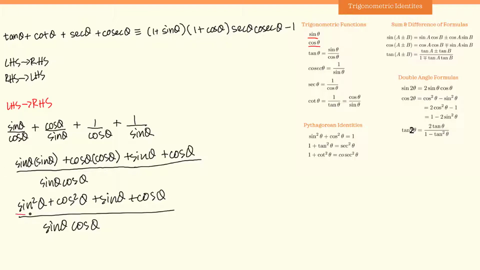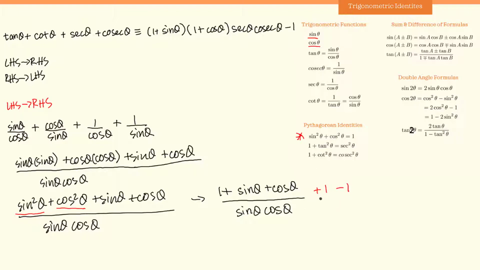Now we know sine square theta plus cosine square theta is equal to 1 using the first Pythagorean identity. So in place of these two, I'm going to rewrite 1. So this becomes 1 plus sine theta plus cosine theta divided by sine theta cosine theta. Now I have this expression over here, but I need to form this into this form, and I have a minus 1 over here which I don't have over here. So to introduce this minus 1, I'll write plus 1 minus 1.